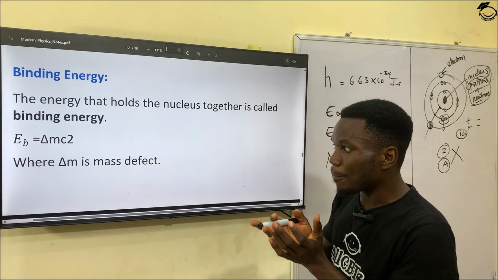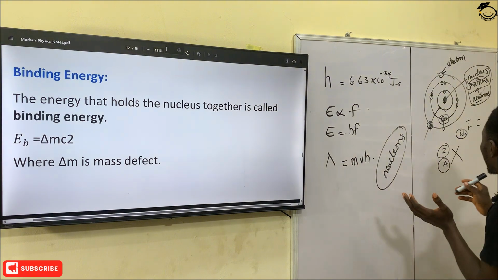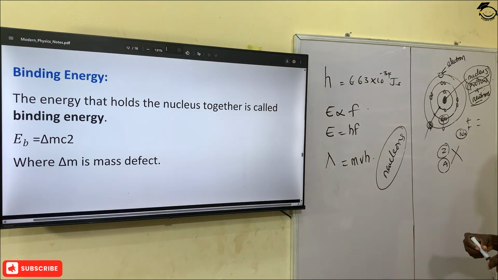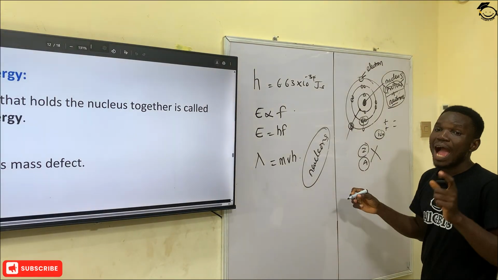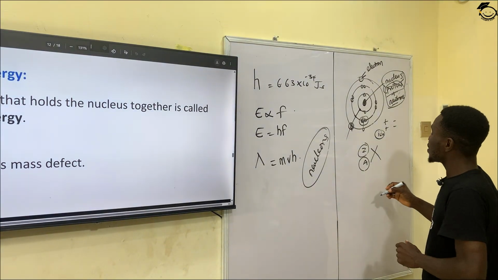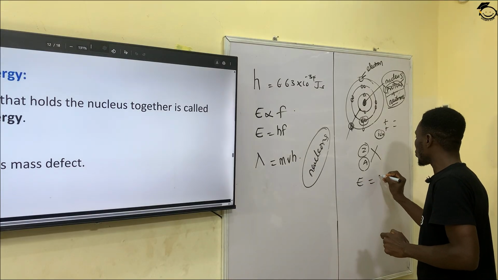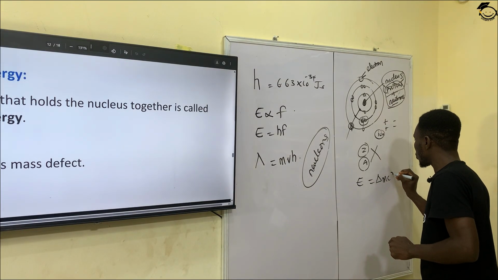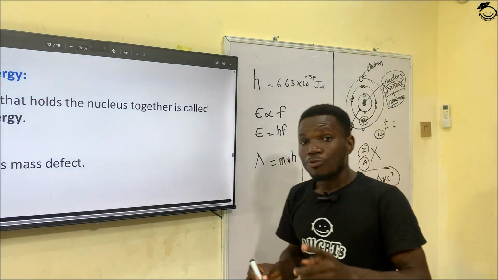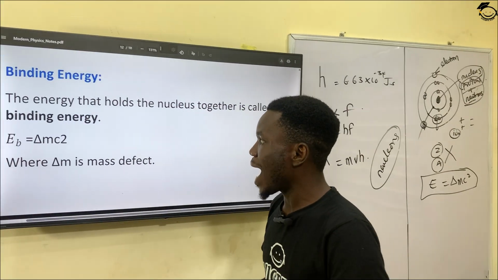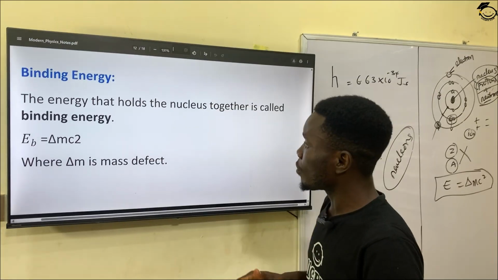It is a force that combines all the particles of the nucleus together. And this was brought about by a formula that was stated by Albert Einstein, where he said that the energy is equal to change in m c squared. So this formula was introduced by Albert Einstein, where your change in m is talking about the mass defect.